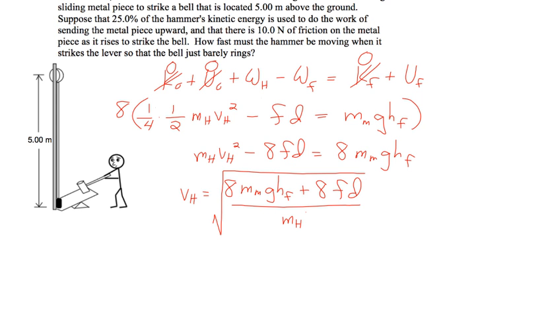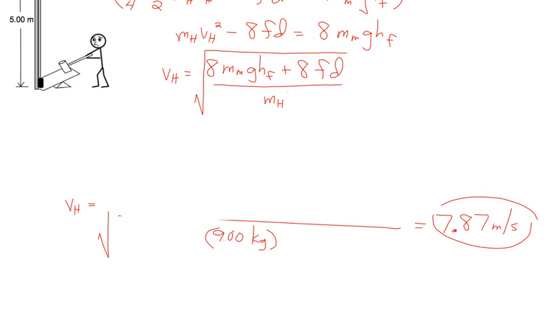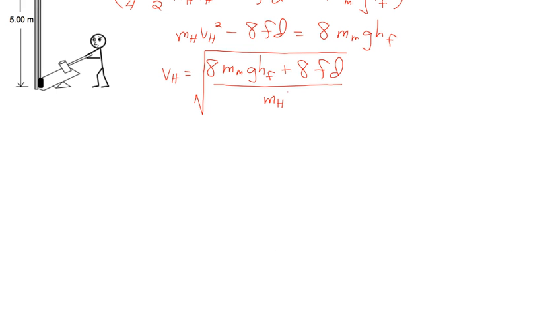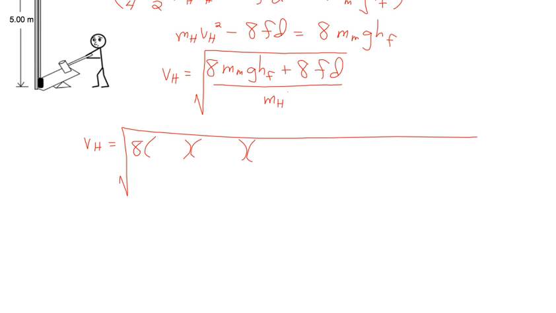So some of the solution is here. Now we just plug in the numbers. So the velocity of the hammer is going to equal the square root. A lot of things to plug in, so I'm going to make this long. 8 mass of the metal piece, gravity times h, plus 8 fd, all divided by the mass of the hammer.